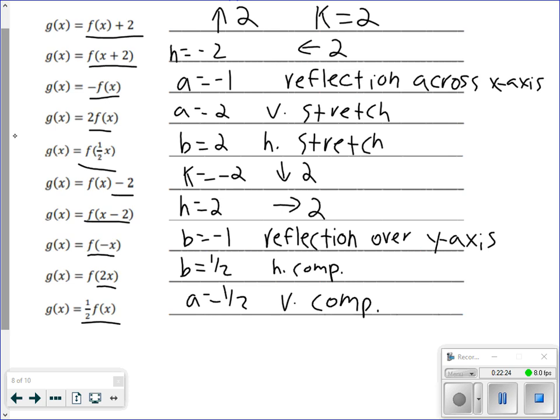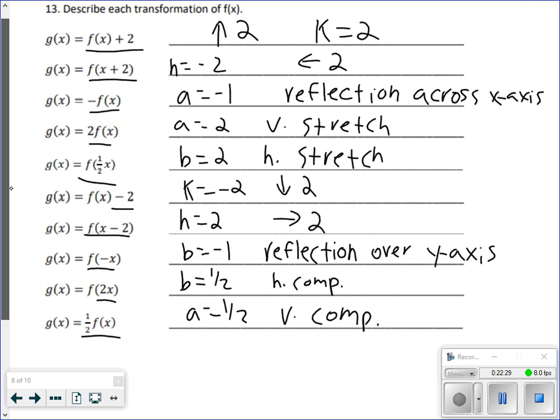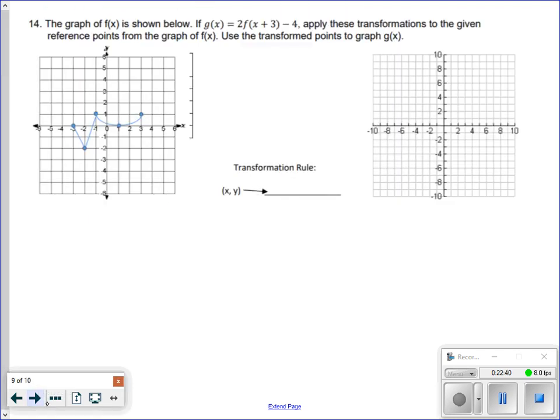All right. So these are all my transformations. Make sure you know these. It's going to be a big part of the test. And it's just going to be a big part of the whole year, all right? Let's keep going.